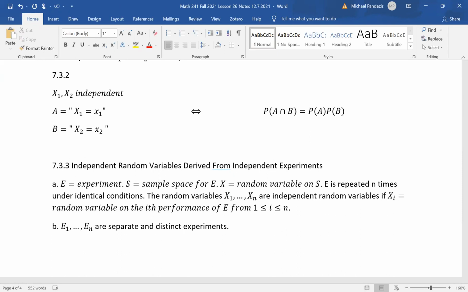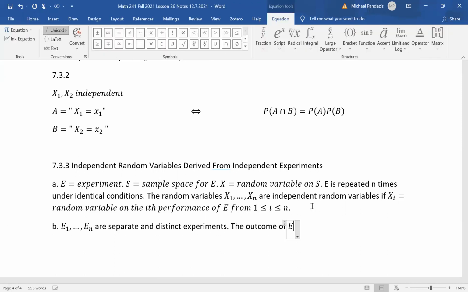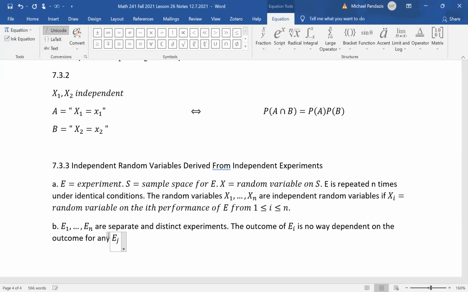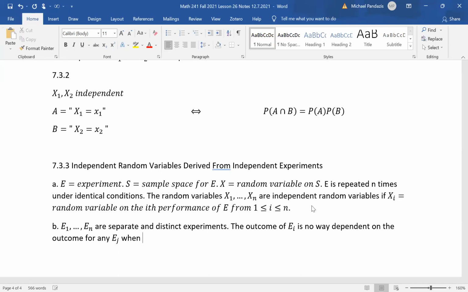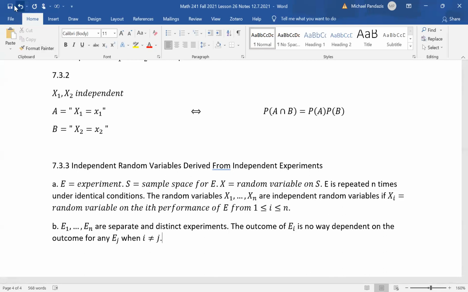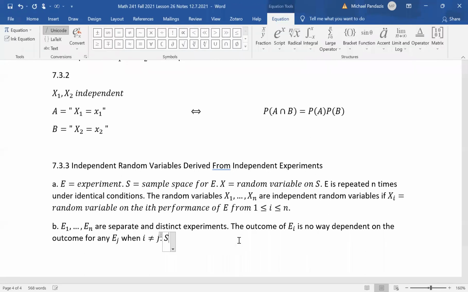Okay, so before we had the identical experiment repeated over and over again. Here we have separate and distinct experiments. The outcome of E sub i is in no way dependent on the outcome for any E sub j when i is not equal to j. So if you perform n experiments that are separate and distinct, the outcome of any one of them is in no way dependent on the outcomes of any of the other experiments.